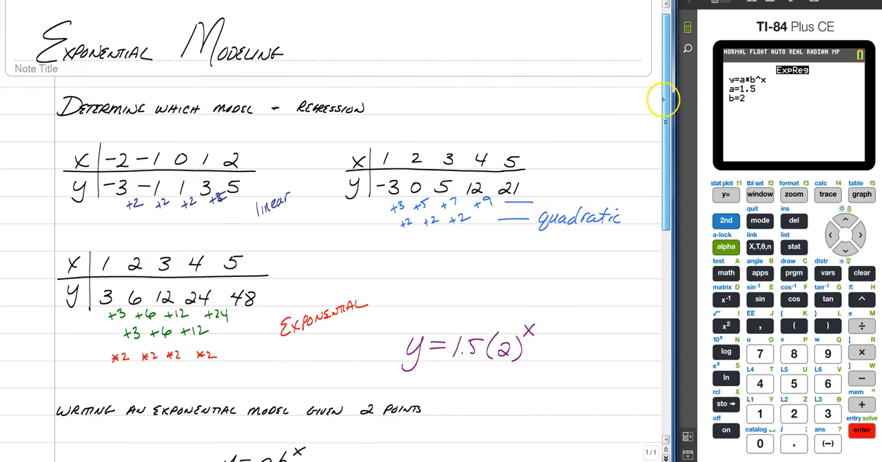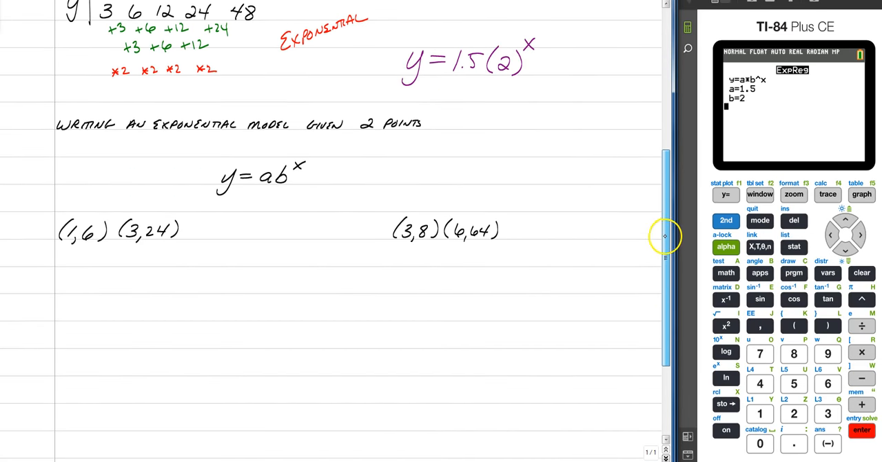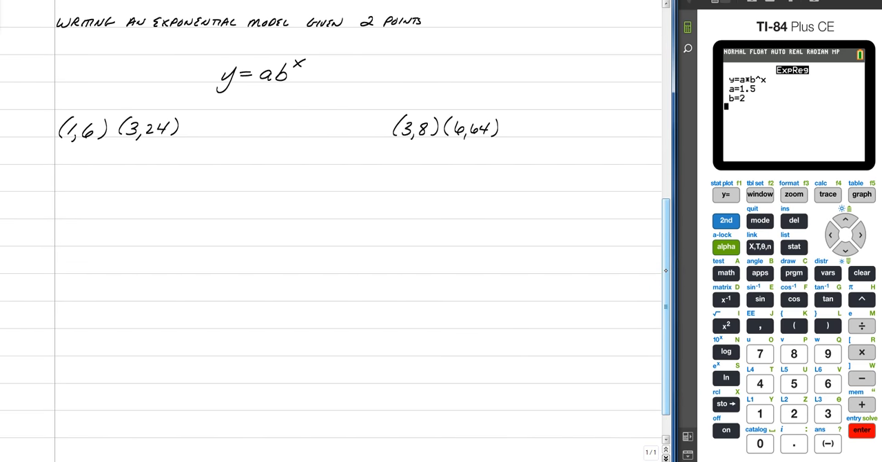So we can also do it by hand. And we need 2 points to do it by hand. So if you wanted to do that table by hand, you would just have to pick 2 of the points after you determine that it is in fact an exponential model. And I'll show you what to do.